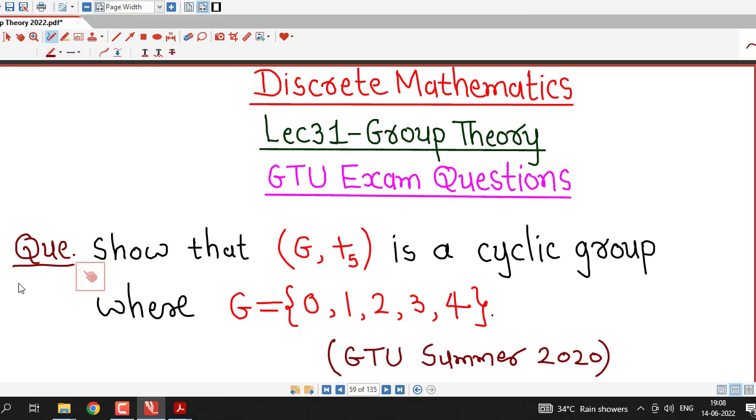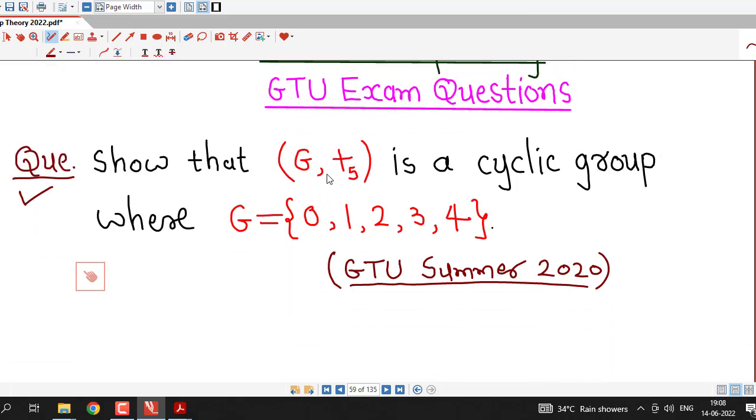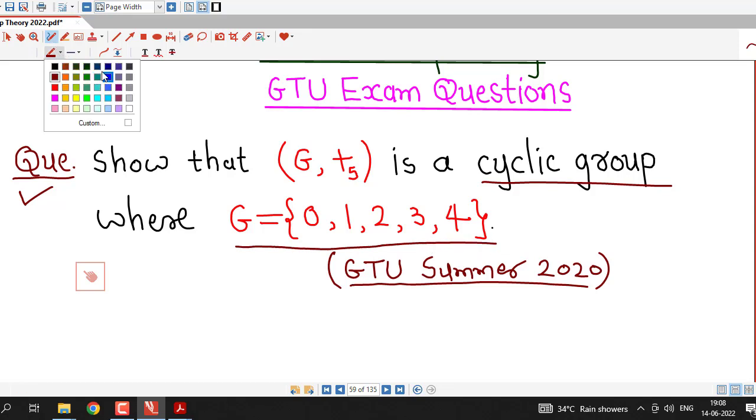In this lecture, we will discuss this question which was asked in GTU Summer 2020 exam. The question is, show that G with addition modulo 5 is a cyclic group, where G equals 0, 1, 2, 3, 4. So as we recall, this set G is given under addition modulo 5.